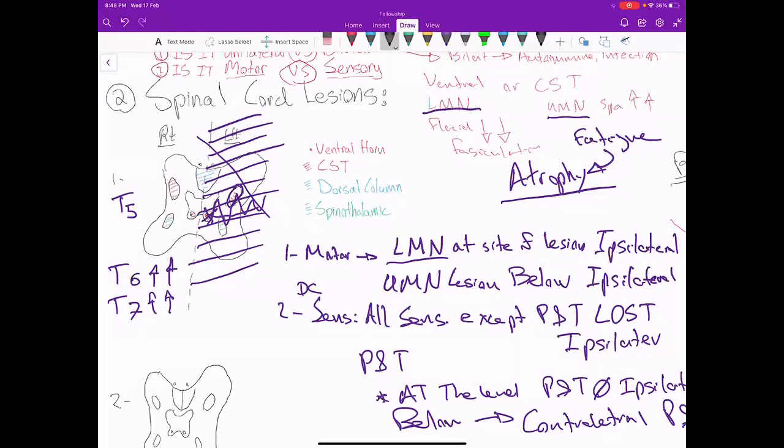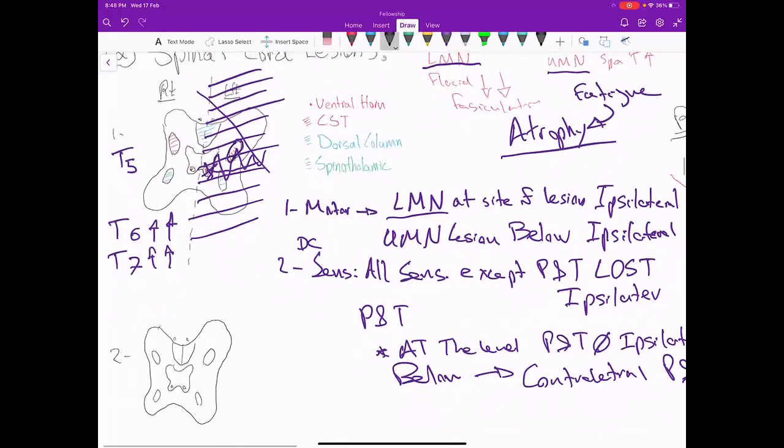Is that clear? I have a question. So the way that you mentioned that the pain and temperature will be lost at the same level, ipsilateral, right? Yes. Is it going to present as a dermatome? 100%. Yes, it could. Yes, 100%.